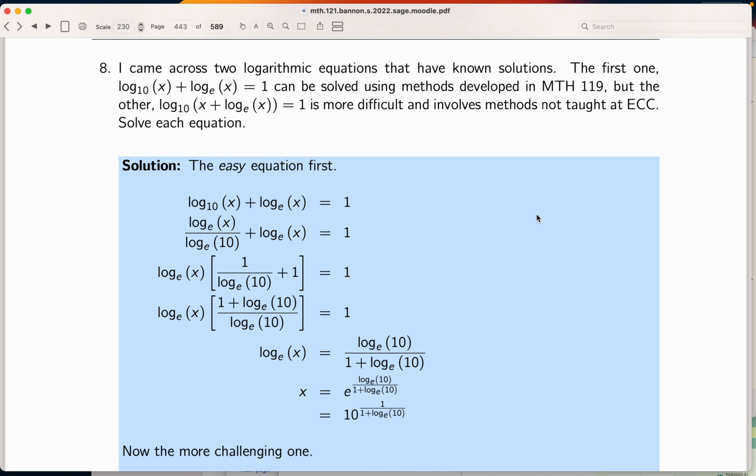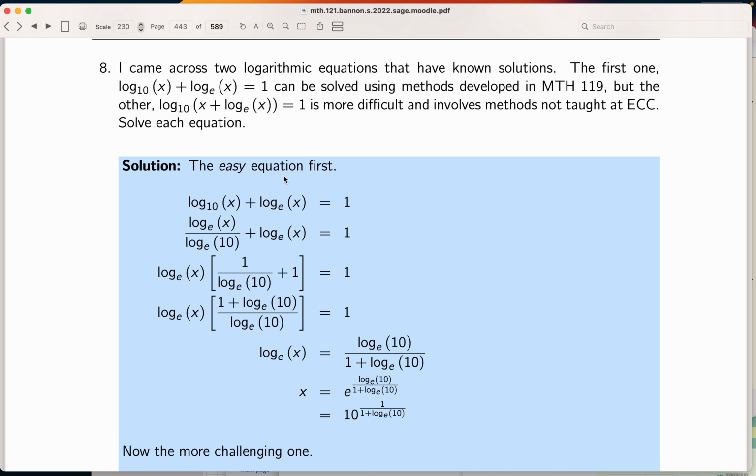Two logarithmic equations that both have known solutions. The first one, which is log base 10 of x plus log base e of x equals 1, can be solved using methods described in Math 119. But the other one, where they're giving you the log base 10 of the argument x plus log base e of x equal to 1, is more difficult to solve. And it's really a method that's not being taught at Essex County College.